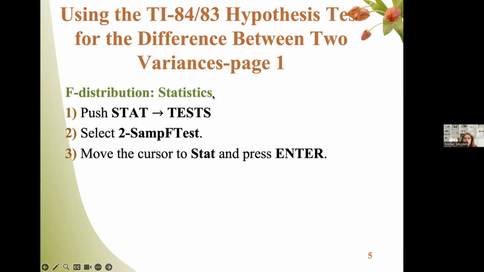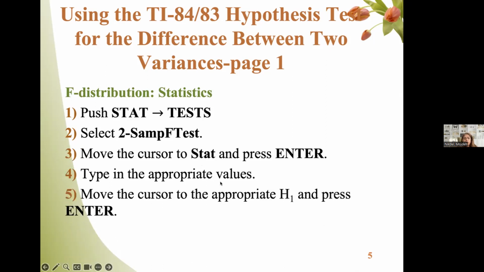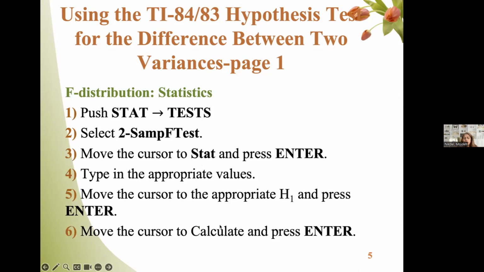If I have given you statistics, you highlight stats. If I have given you data, you highlight data in front of input. Type in the appropriate values that we have given you. Move the cursor to put in your correct H1 sign. This is for what type of test you have: right tail, left tail, two tail. Highlight calculate, press enter.